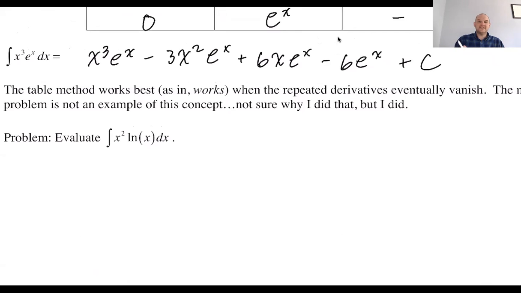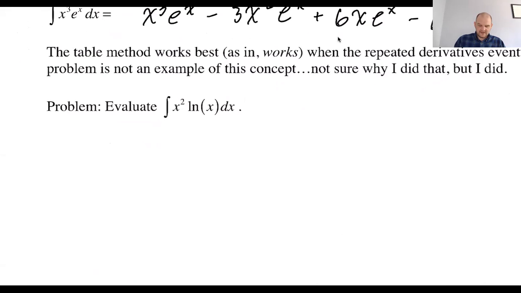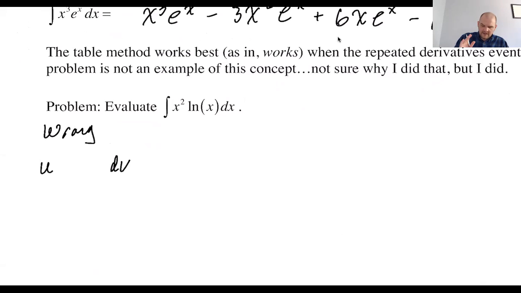Like my inclination when I do this problem would be to say, make u equal x squared. So actually, I'll just try it. This is going to be wrong. So I'll let u, and then I'll have dv. So I'll let u equal x squared, but then dv is ln of x dx.